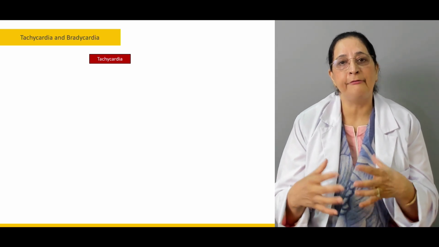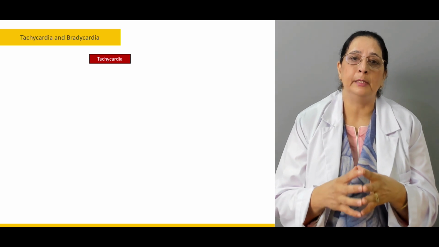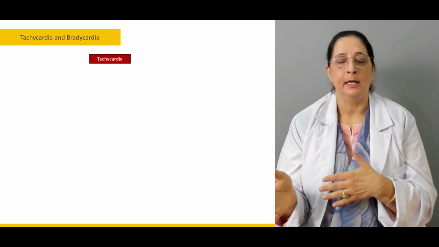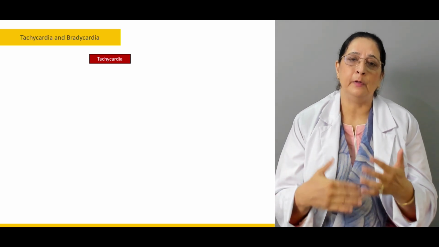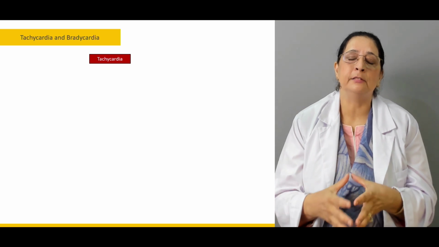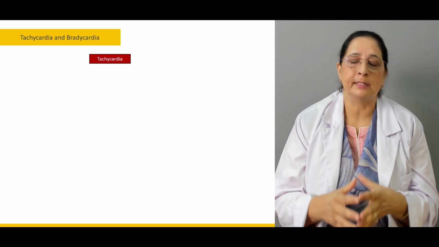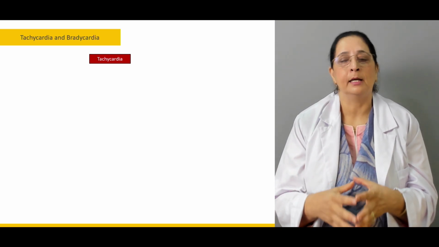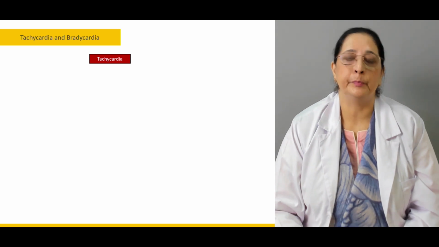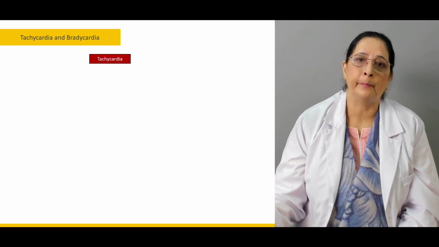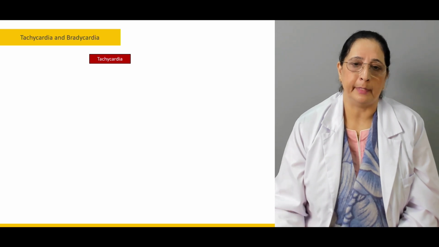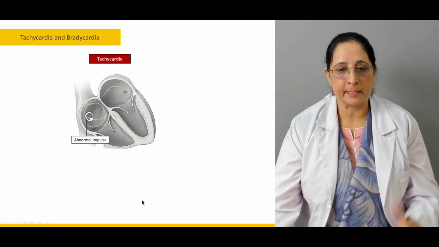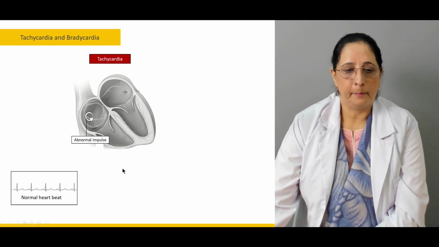As with anything, we have the normal average range. The average for the pulse or the heart rate is 72 beats per minute. Average means a lot of normal, healthy individuals, if you take their pulse, it is usually in the range of 72 beats per minute. So that's the normal average pulse, but we have a broad range from 60 to 90 beats per minute. So tachycardia is a fast heart rate, abnormal impulse.